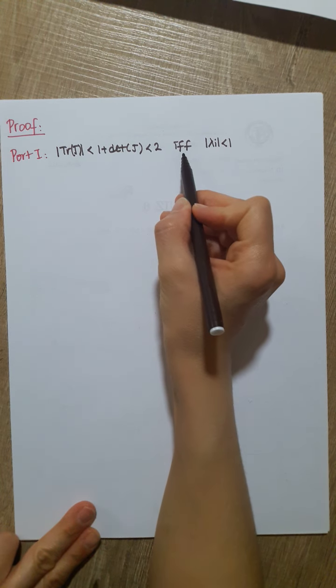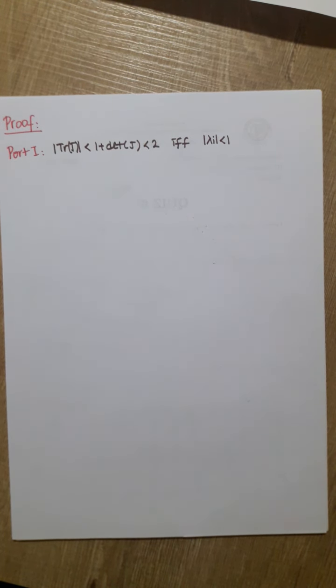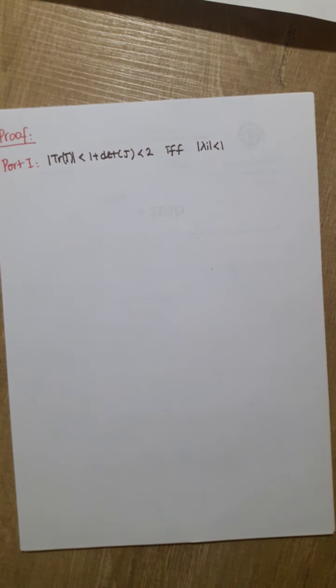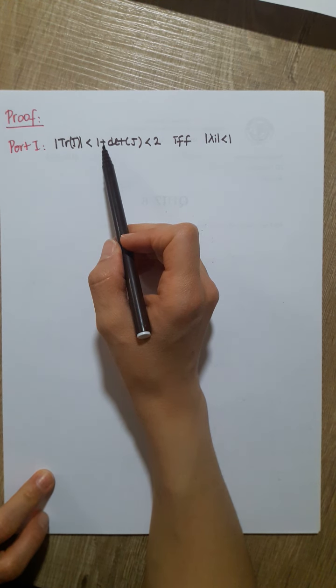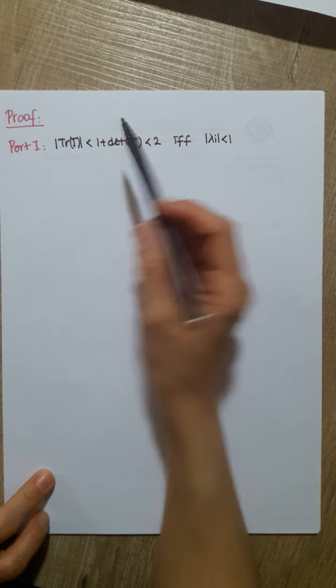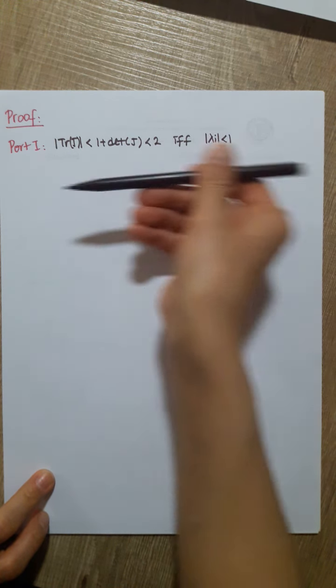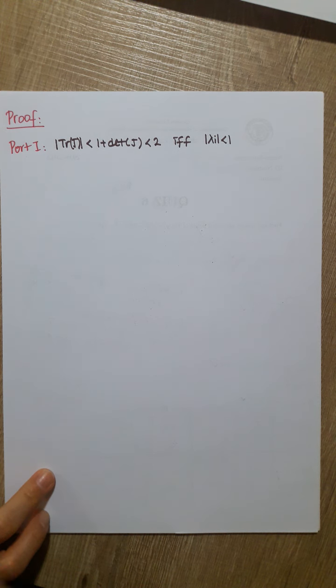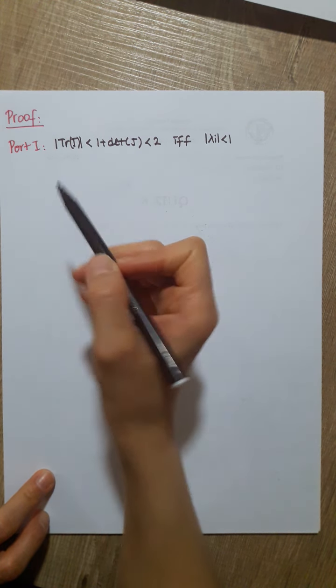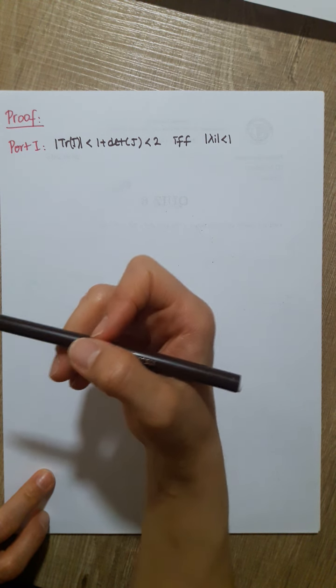And because here we have if and only if, we have two sides. We want to show that if this happens then this will, if this happens then this will. So I will start with this way first of all, and then I will show that way. But before this, let's make the notations easier, because I don't want to write trace J and determinant J too many times here.